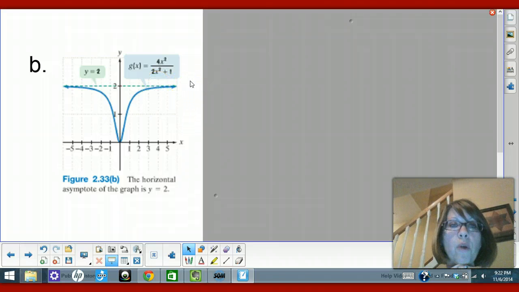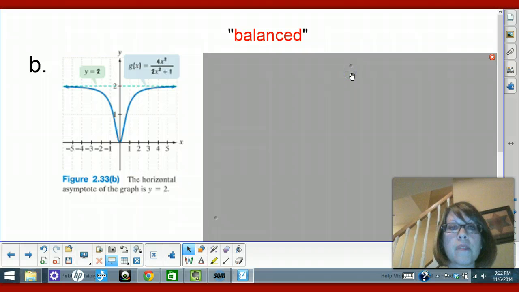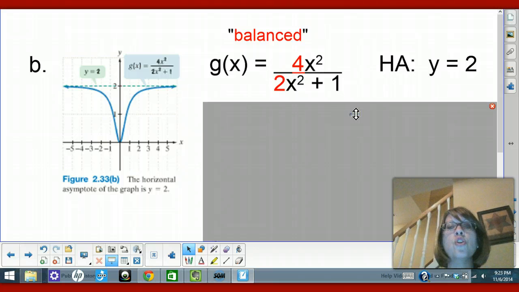G of x equals 4x squared over 2x squared plus 1. You'll hear me call this a balanced function. And it's balanced because the numerator's degree and the denominator's degree are the same. Okay? All right. So the numerator, we have this 4 over the 2. That's how we find the horizontal asymptote for a balanced rational function.